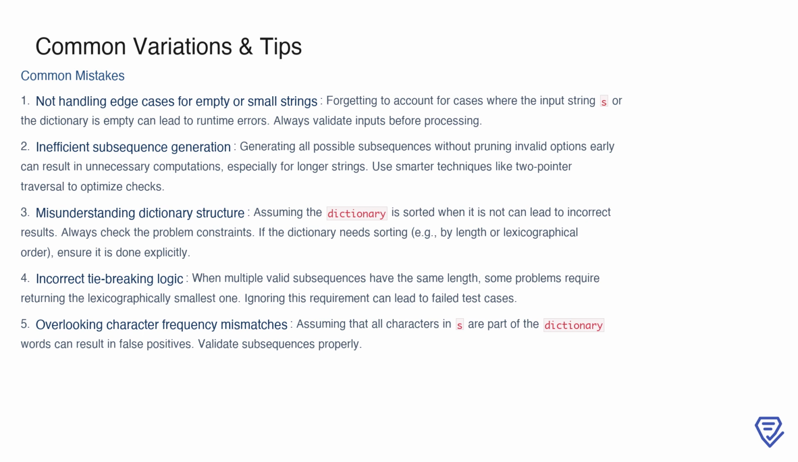Additionally, pay close attention to tie-breaking logic. For example, if there are multiple valid subsequences of the same length, you're often required to return the lexicographically smallest one. Ignoring this requirement can lead to incorrect results. Finally, be cautious about character frequency mismatches. Just because a character exists in S doesn't mean it will necessarily form a valid subsequence with a word from the dictionary. Properly validate subsequences to ensure accuracy in your solution.